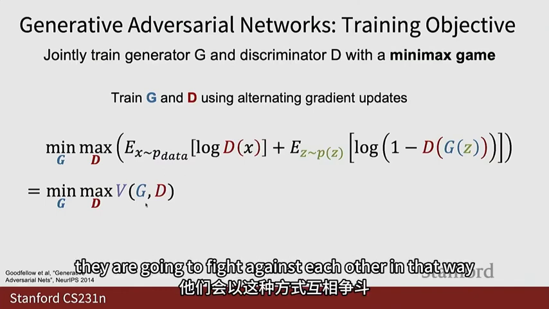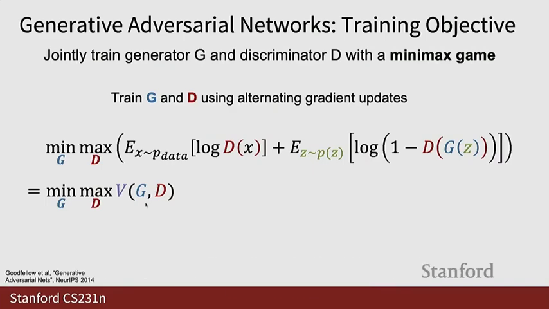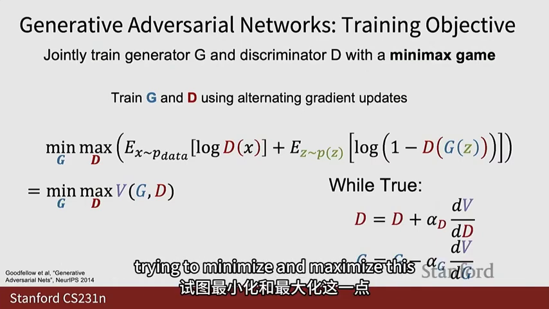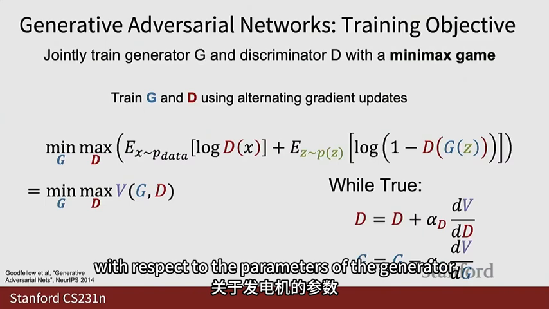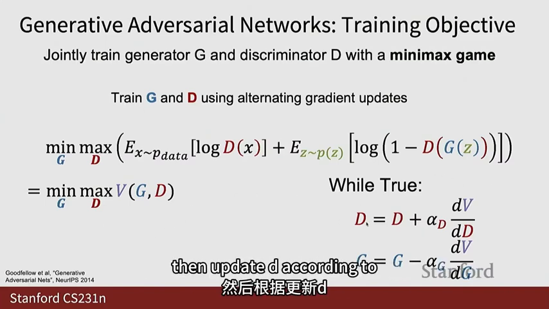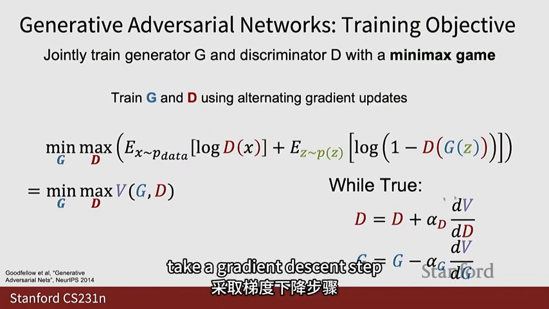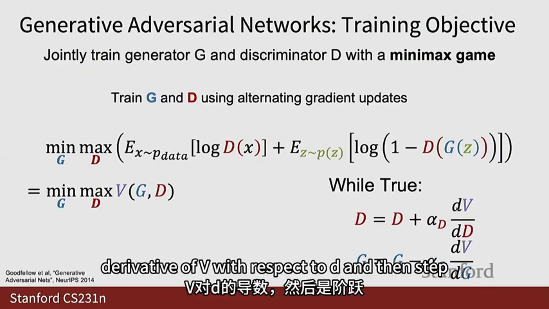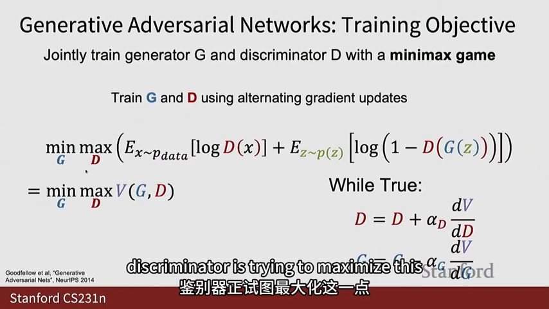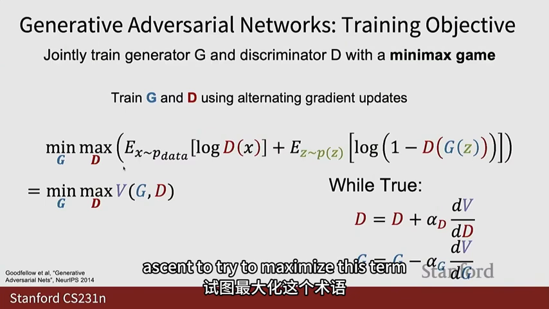And they're going to fight against each other in that way. And then to optimize this, we're going to run a gradient descent loop, taking alternating steps, trying to minimize and maximize this with respect to the parameters of the generator and discriminator. So loop forever: update D by taking a step along the derivative of V with respect to D, plus that gradient, because remember, the discriminator is trying to maximize this, so we want to do gradient ascent to maximize this term.